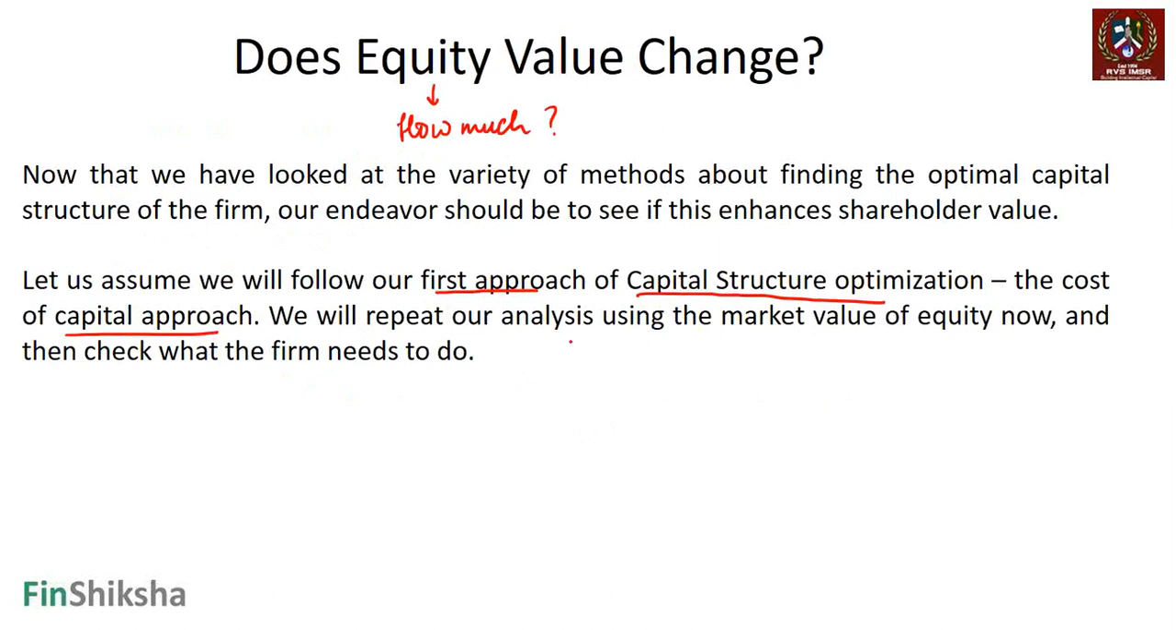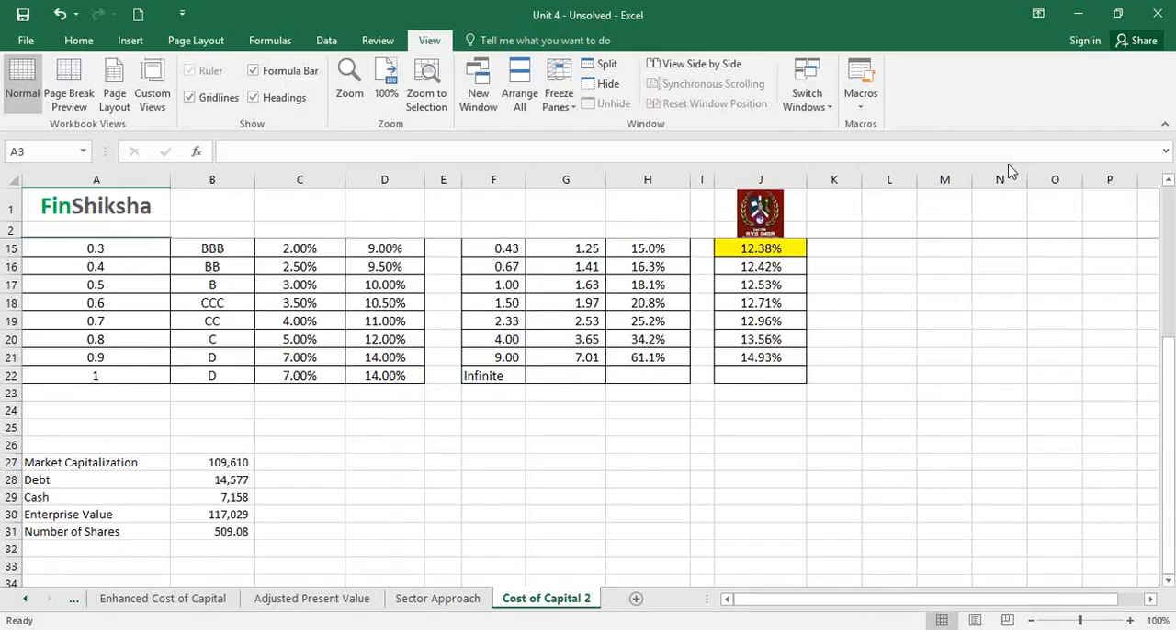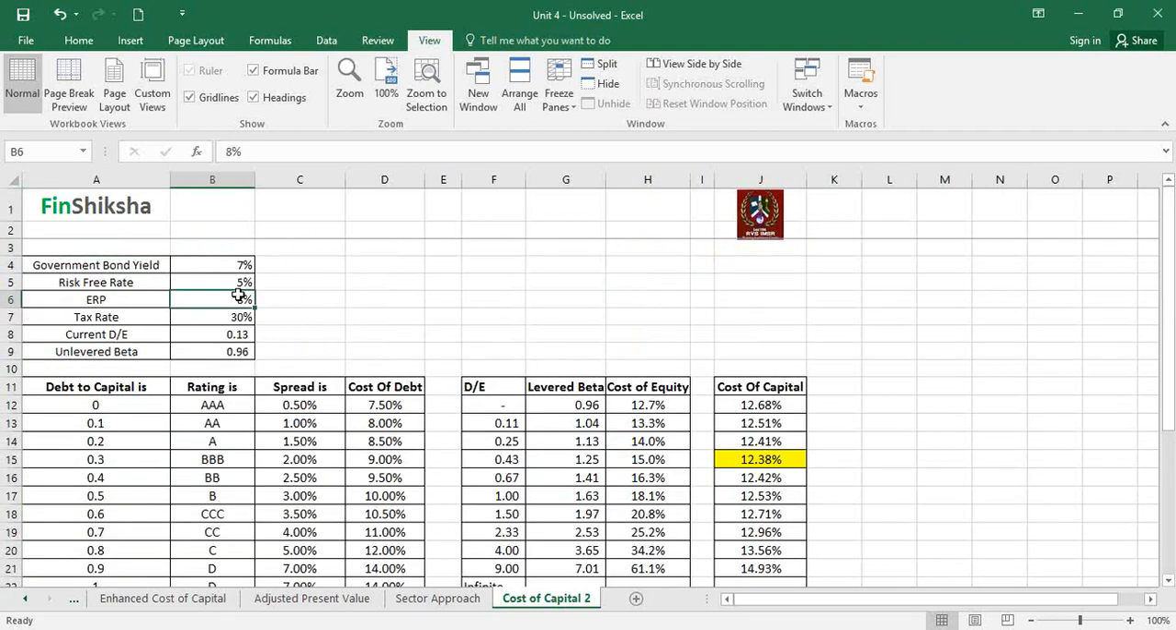We will repeat our analysis using the market value of equity. Remember earlier we had used the book value of equity. Now we are going to use the market value of equity, and let's try and identify what is the optimal capital structure that the firm is looking at. What is the optimal debt to equity that the firm is looking at? And then to reach the optimal debt to equity, what does the firm have to do? So let's look at this structure and analysis.